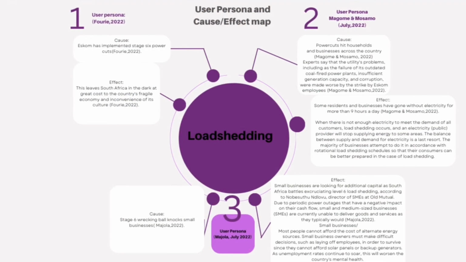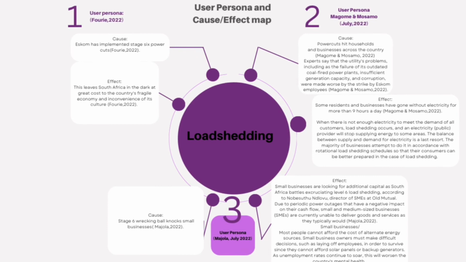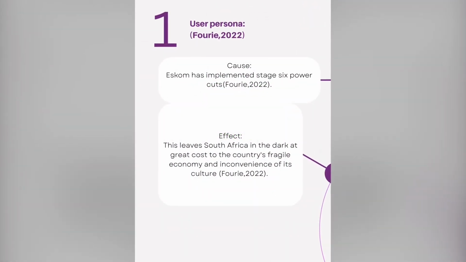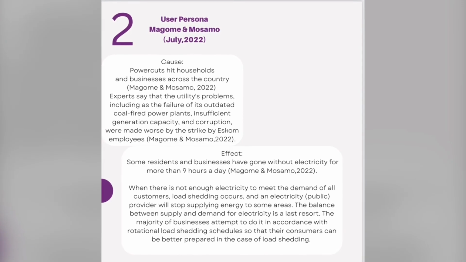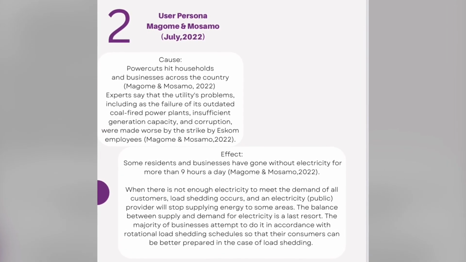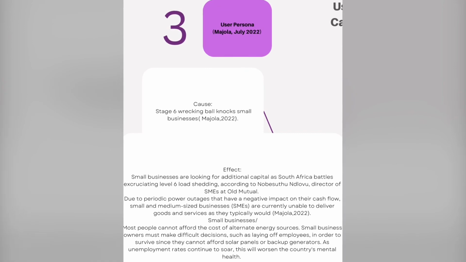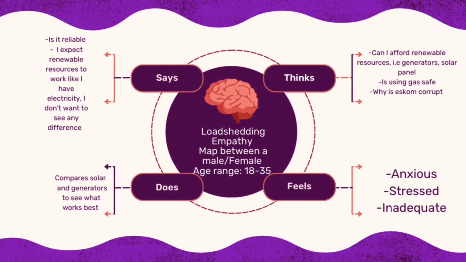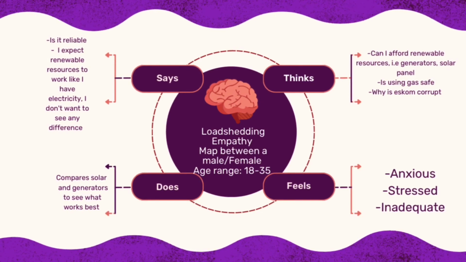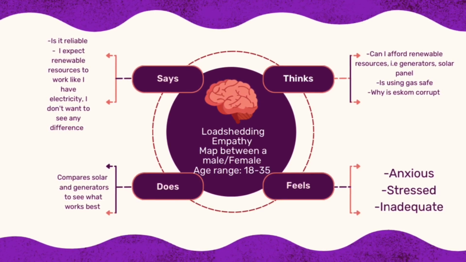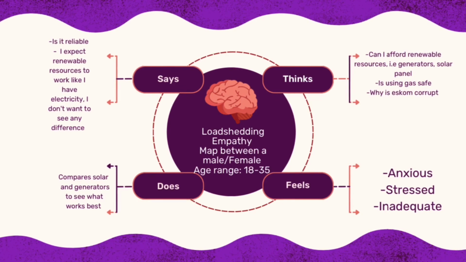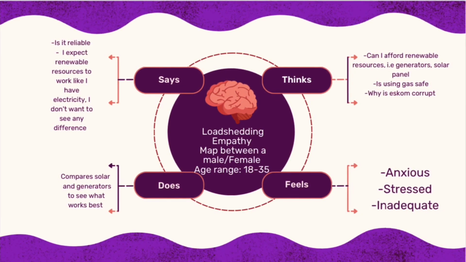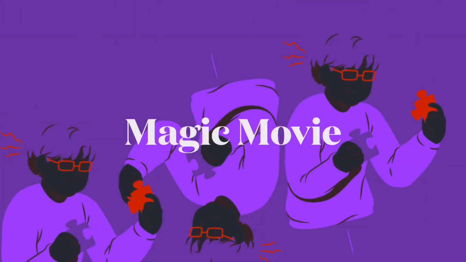Thank you, Aiko. Now back to me. I designed an empathy map and used people from the case study as personas to design a load shedding cause and effect map that shows their key problems. I then became more creative by adding an empathy map between a male and female with the age range from 18 to 35 to illustrate their thinking process and problem solving.